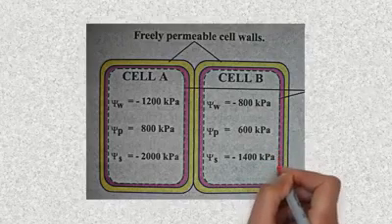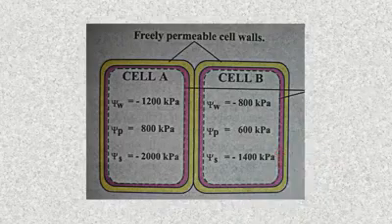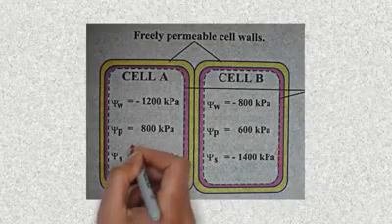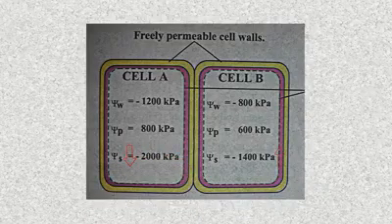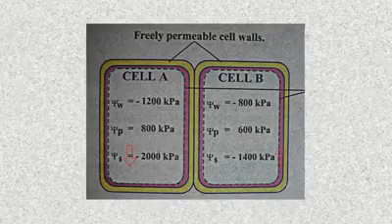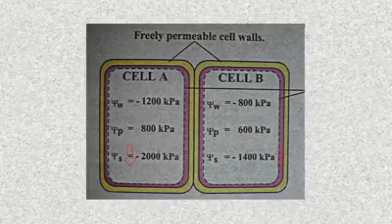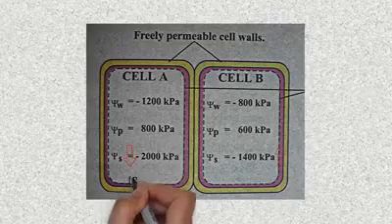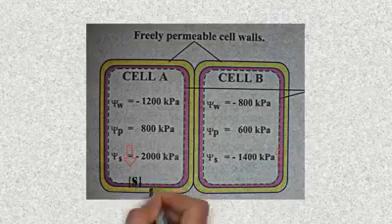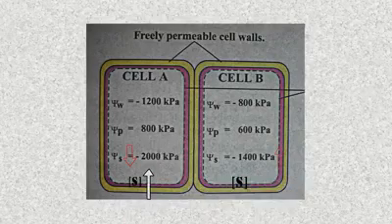Now you can easily tell me which one is the higher value and which one is the lower. It goes without saying that cell B has a higher value of solute potential and cell A has a lower value, because negative 2000 is a more negative value, so it is a lower value. If the solute potential of cell A is lower, this automatically tells us that the solute concentration in cell A will be higher and the solute concentration in cell B will be lower.